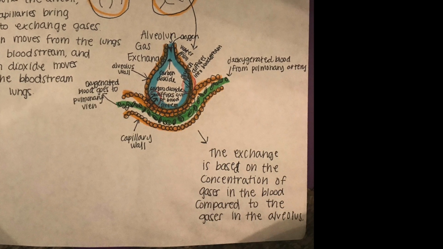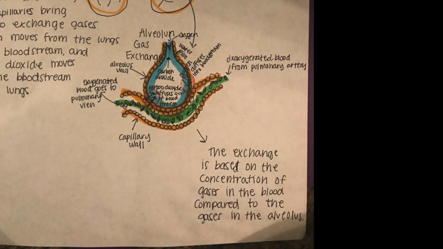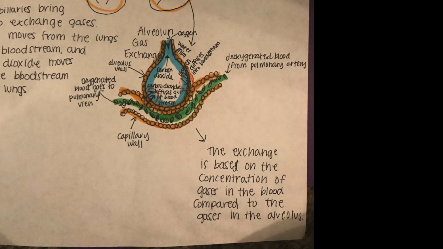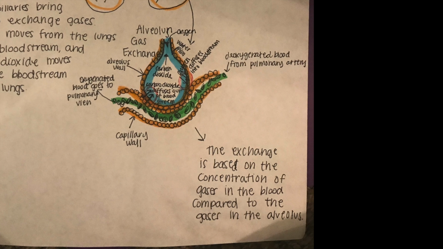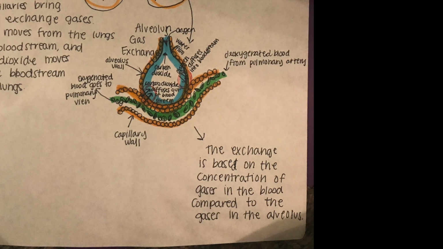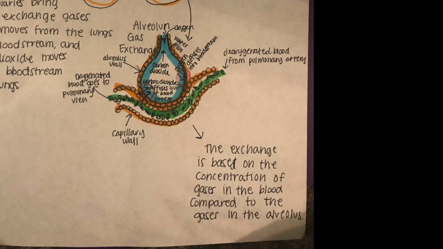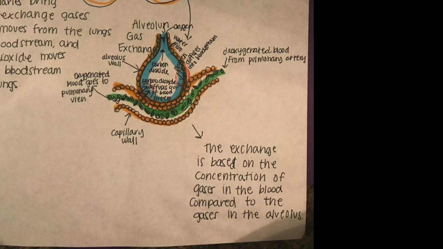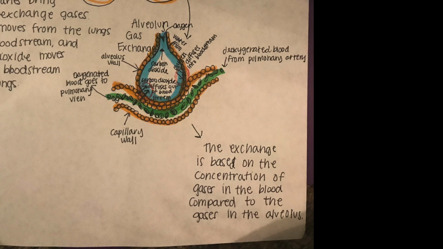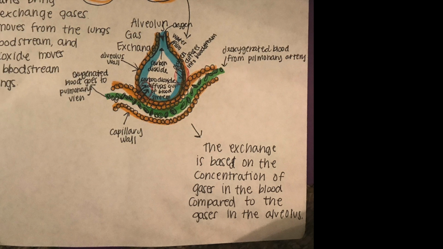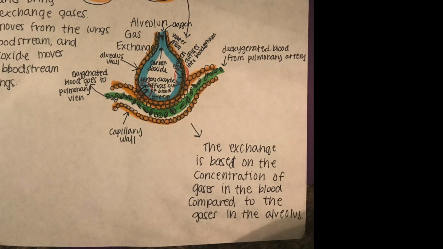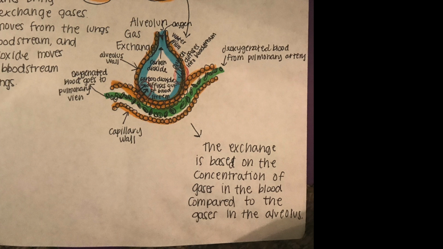So the carbon dioxide in the blood is in the plasma, where it forms carbonic acid, which is H2CO3, and then it dissociates into bicarbonate ions, which is HCO3-, and then a hydrogen ion, which is just H+.